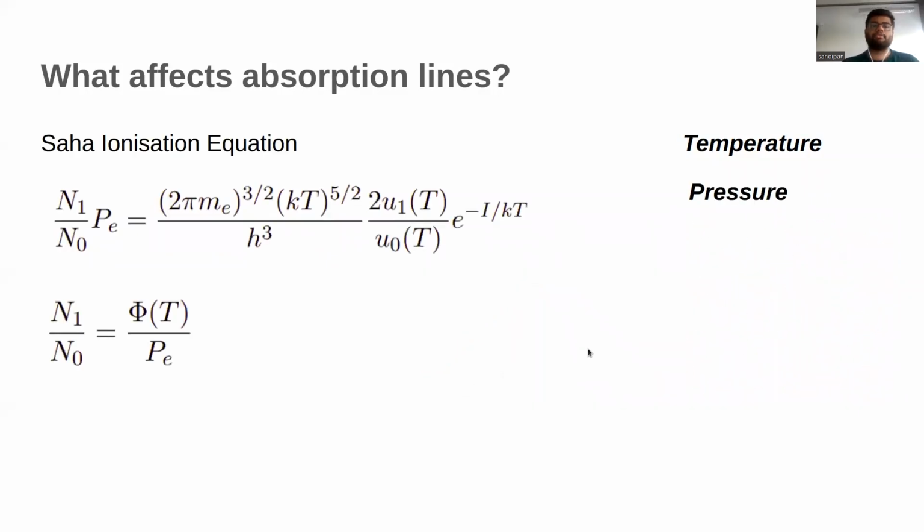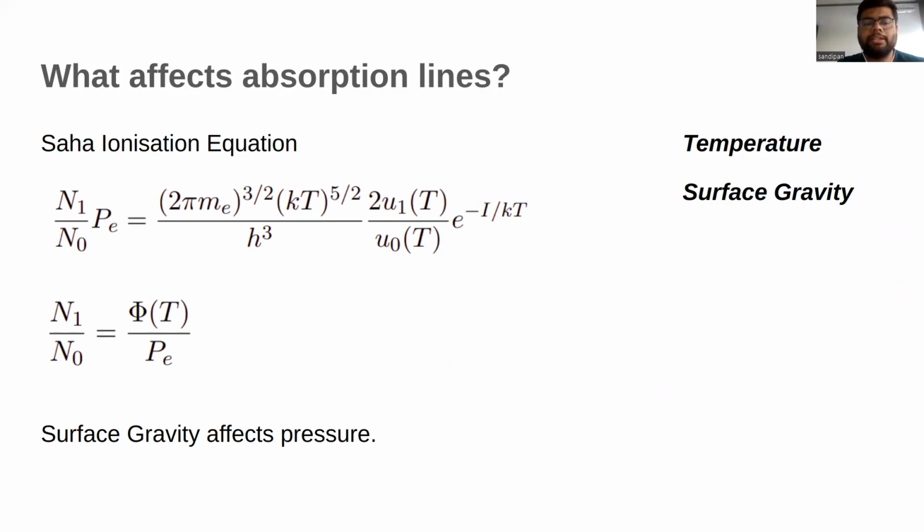The next thing which is governing our system is the Saha ionization equation. So basically, it explains the population density between two ionized energy levels. And that depends on temperature as well as on the pressure. So we have now two parameters, the temperature and pressure. But the pressure is affected by the surface gravity. Surface gravity is just the acceleration due to gravity at the surface of the star. So instead of pressure, we use surface gravity as a parameter.